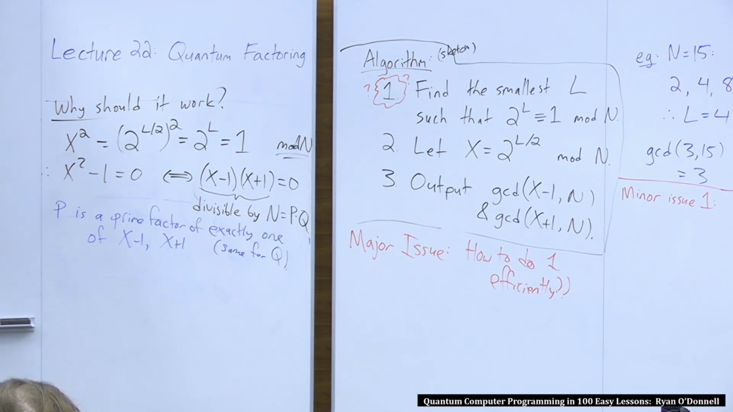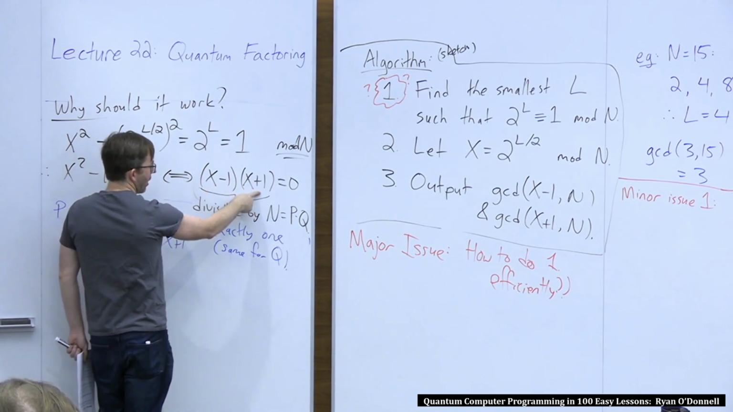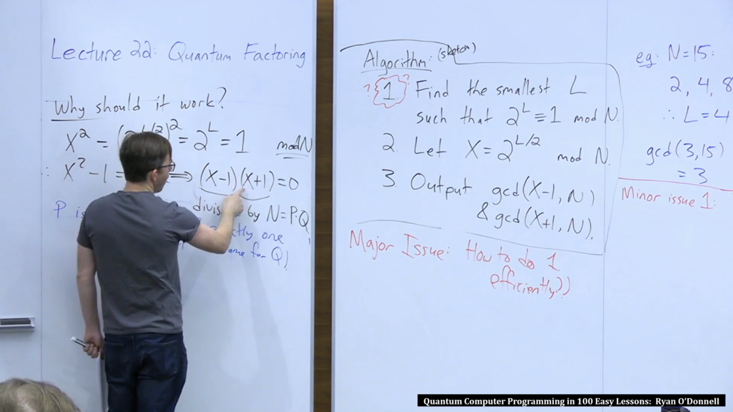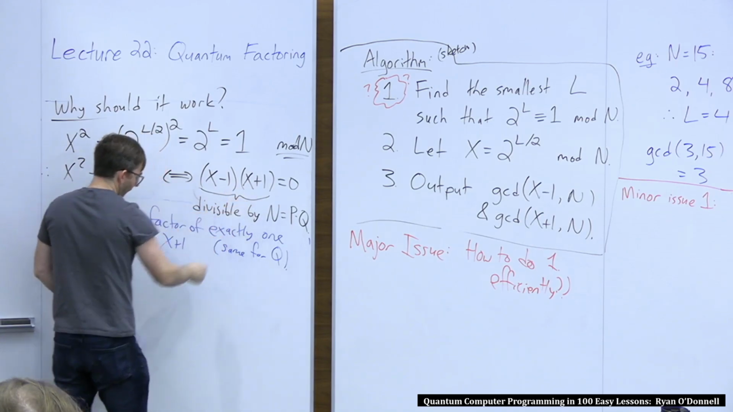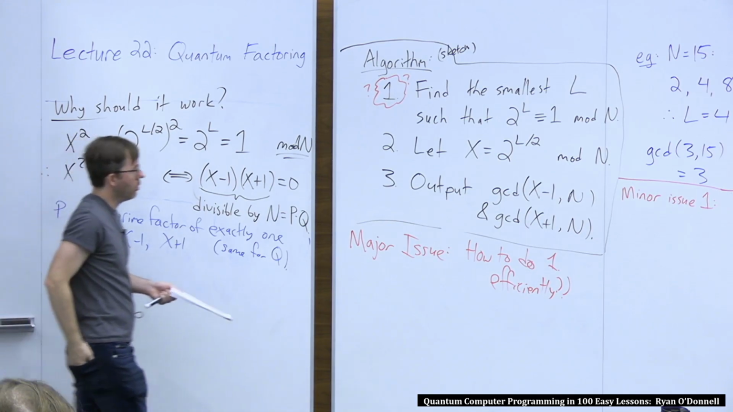Now, it could be that you're like, oh, P has to divide one of these two. Maybe it divides x plus 1. And Q also has to divide one of these two. Maybe it also divides x plus 1. That's a bad case. So that's actually minor issue 2.